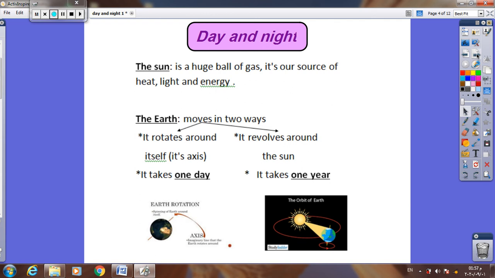Earth rotates around itself in one day, but Earth revolves around the Sun in 1 year. So when Earth rotates around itself or its axis, it takes 1 day. But when Earth revolves around the Sun, it takes 1 year.